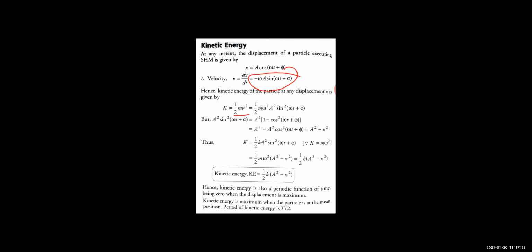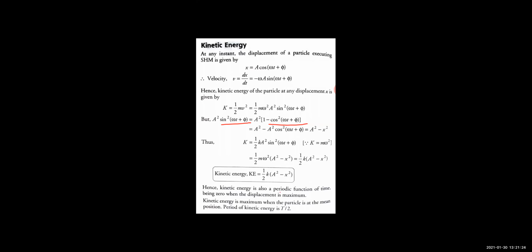If we square this, the minus sign will become plus, and you have ω²A² sin²(ωt + φ). Now in your maths you have done that sin²θ is 1 minus cos²θ. Sine square theta is 1 minus cos square theta. You have done this, right beta? So the same, instead of sin²(ωt + φ), we will substitute 1 minus cos²(ωt + φ).